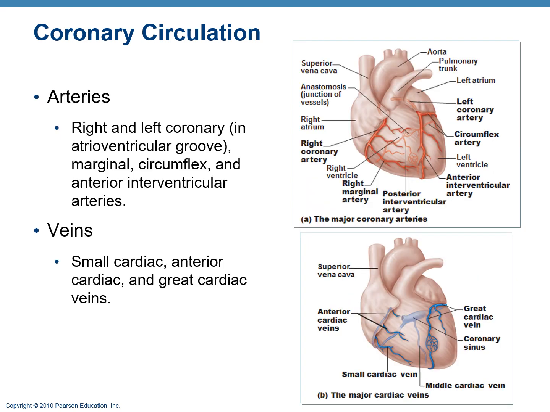The arteries of the coronary circulation are the right and left coronary arteries, which run in the atrioventricular groove on the external surface of the heart, as well as the anterior interventricular arteries. The veins are the small cardiac vein, the anterior cardiac vein, and the great cardiac vein, which is on the posterior side of the heart. You can see it sort of transparent here.